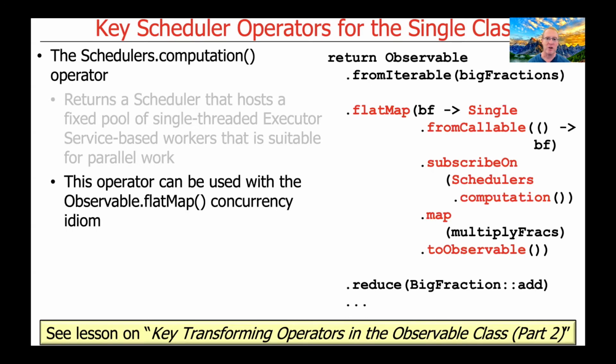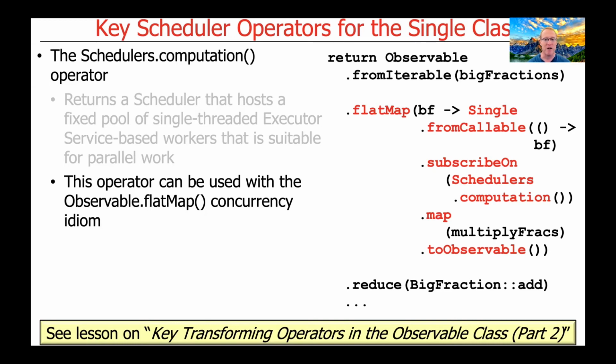This operator can often be used in conjunction with the Observable flatMap concurrency idiom. We'll be focusing on this idiom later when we get to the Observable portion of this course. For right now, here's a little snippet to give you a preview of coming attractions. We use the Observable flatMap operator, which takes every one of the big fractions that's emitted using the fromIterable factory method operator that's defined on Observable.